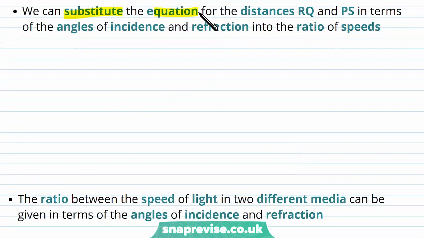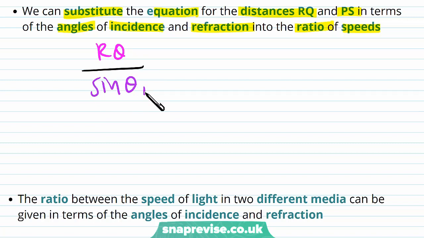We can substitute the equation for the distances RQ and PS in terms of the angles of incidence and refraction into the ratio of speeds. So we found previously that RQ divided by sine theta 1, where theta 1 is the angle of incidence, is equal to PS divided by sine theta 2. And theta 2 in this case is the angle of refraction.